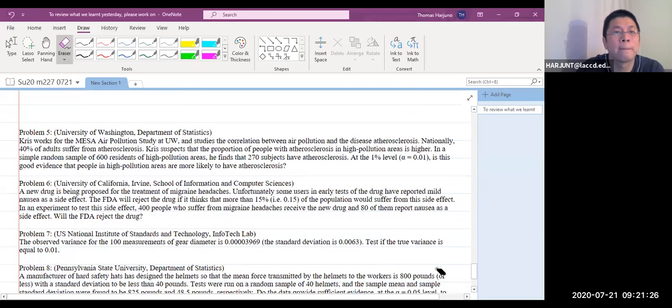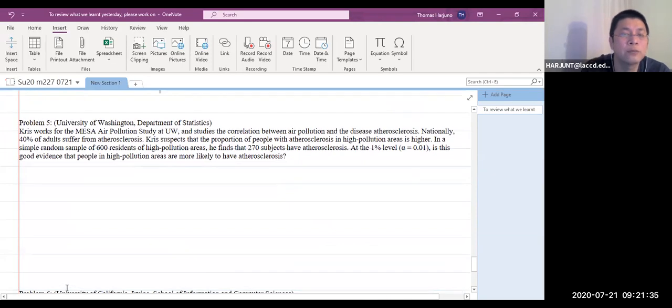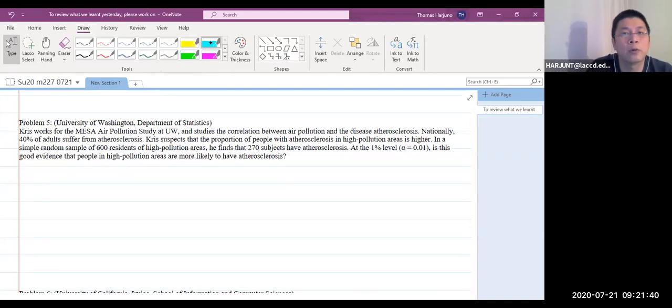Number 5. I actually should have given this to you to do earlier. Number 5 is a question from University of Washington, Department of Statistics. Chris works for the MESA air pollution study at UW and studies the correlation between air pollution and the disease atherosclerosis. Nationally, 40% of adults suffer from atherosclerosis, so that's the p. Now, Chris suspects the proportion of people with atherosclerosis in high pollution areas is higher. So what he is suspecting is p is greater than 40%. Now then, he gave a random sample of 600.